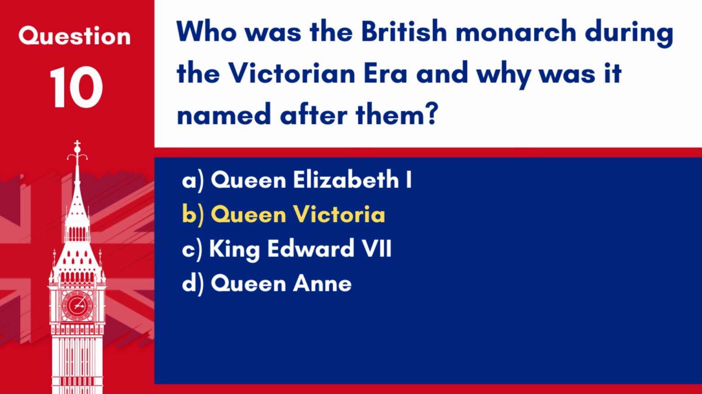Answer B. Queen Victoria. The Victorian era is named after Queen Victoria, who reigned from 1837 to 1901, a period noted for industrial, cultural, political, scientific, and military change within the United Kingdom.